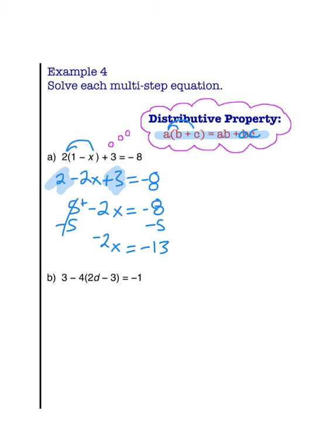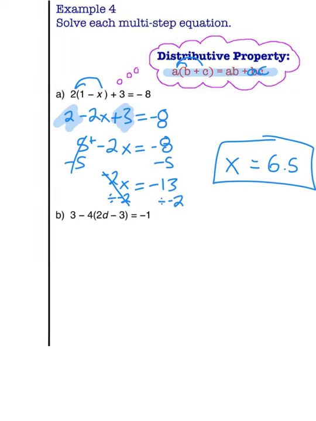And now I undo the multiplication, so I'm going to divide by negative 2. The negative 2's cancel out, and I'm left with x equals negative 13 divided by negative 2. Those negatives are going to cancel, so it's a positive answer. That positive answer is going to be 6.5, or 13 halves, or 6 1/2. However you write that is just fine. They are all equivalent answers.